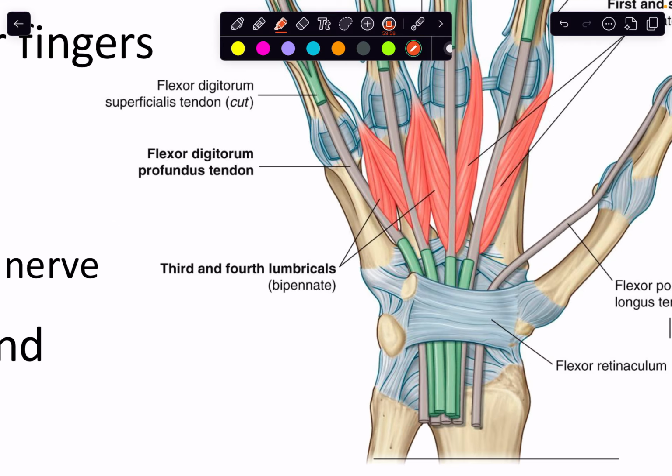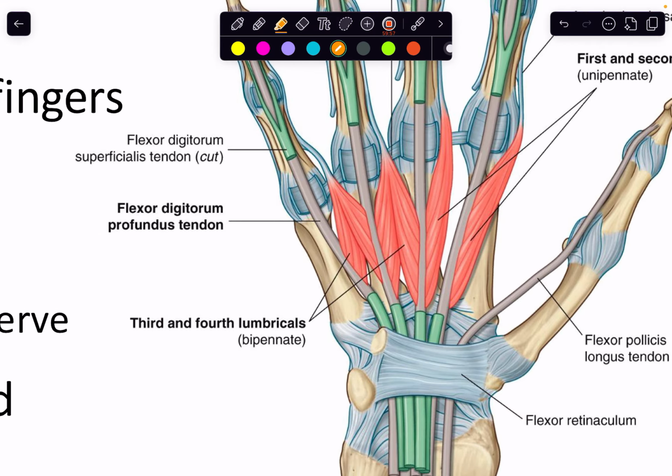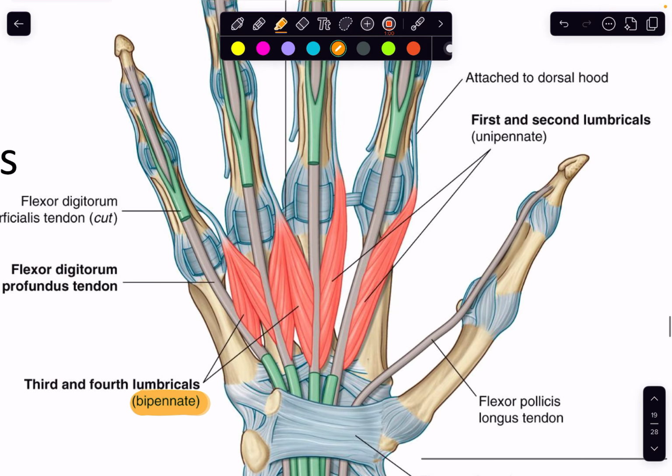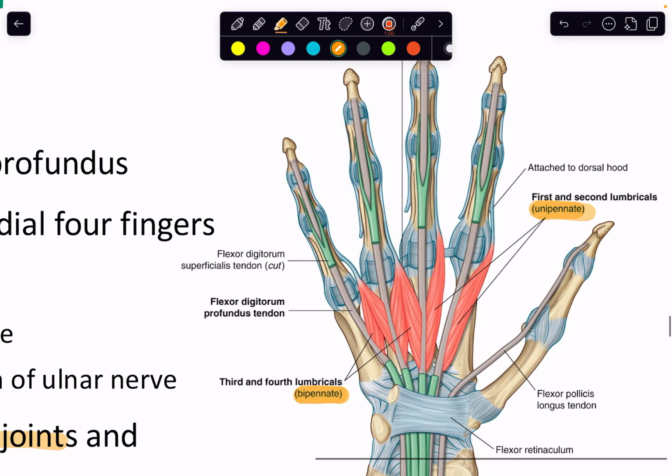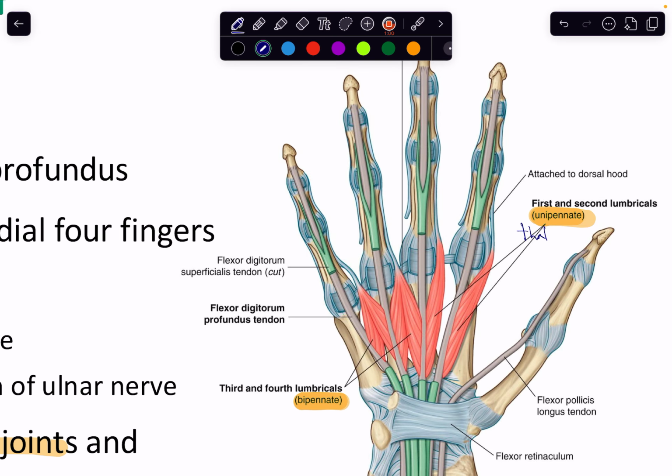So out of 4 lumbricals, the medial two are bipinnate and the lateral two are unipinnate. This is the origin, and they are all inserting. The origin and insertion both are on the radial side of the tendon. This is the ulnar side, this is the radial side. They arise from the radial surface of the tendon, and all insert to the radial side of the proximal phalanx, here, here, here, here.